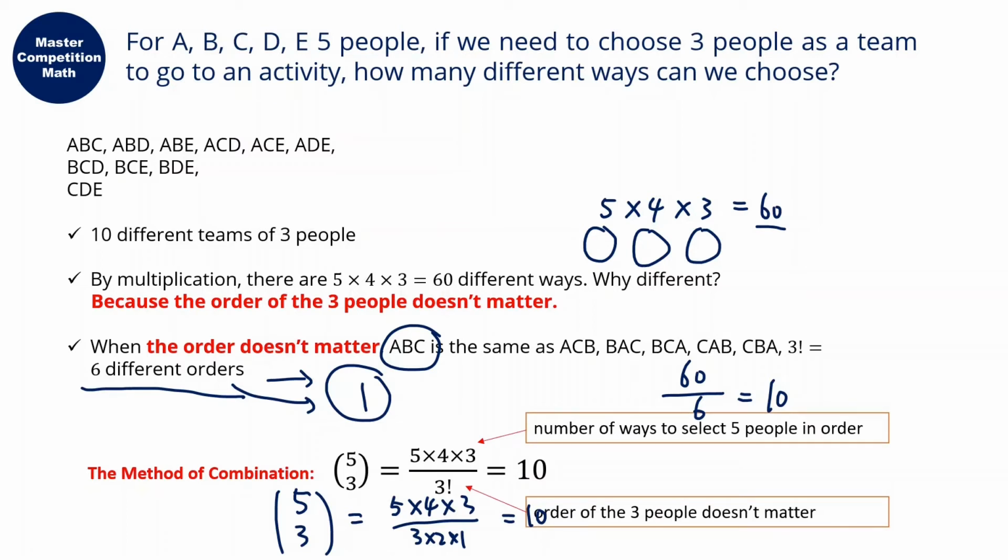Okay, so here, let me show it again. Here, the top, 5 times 4 times 3, means the number of ways to select 3 people in order. This is when we first calculate with the order mattering. And then, because the order actually doesn't matter, the 3 people have 3 factorial different orders. So the order doesn't matter, so we have to divide them.